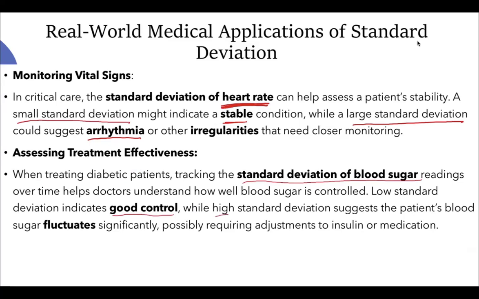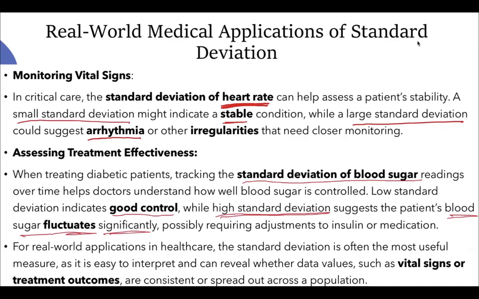Whereas if I had a high standard deviation in my glucose measurements, it would suggest that blood sugar is fluctuating significantly. So lots of ups and downs, big jumps from one blood sugar measurement to the next, possibly requiring adjustments to insulin or medication, or perhaps diet.